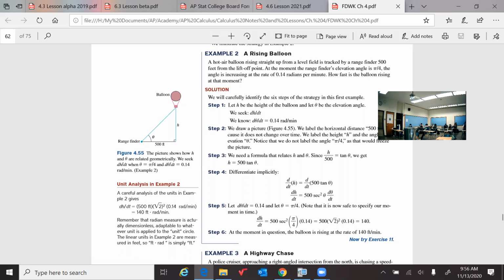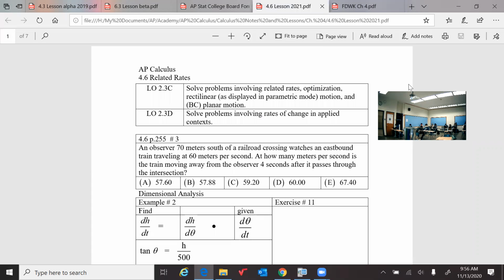So think about this. As the balloon goes up, this angle gets larger. Make sense? The balloon is here, now it's up here. So this angle is greater than pi over 4 when the balloon gets higher. We're saying specifically when that angle is pi over 4. So we're here.